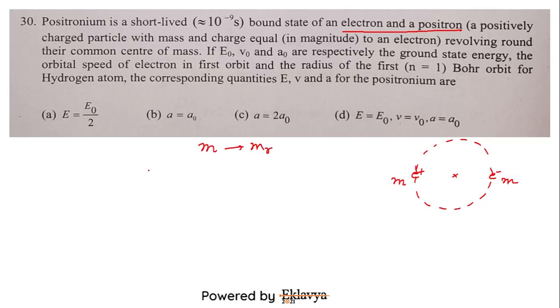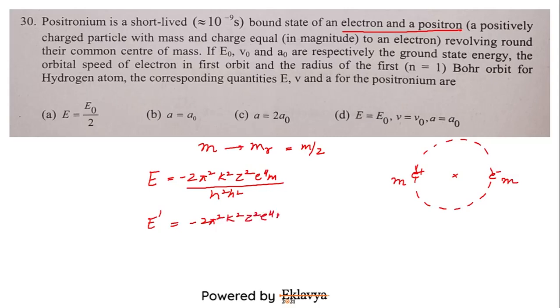Okay, so the energy expression in the Bohr model is minus 2 pi square k square Z square e raised to power 4 m by n square h square. So instead of this m, we will have the reduced mass, which in this case is m by 2, where m is the mass of electron. So for this new atom, the positronium atom, this value will be applicable, like m by 2 by n square h square.